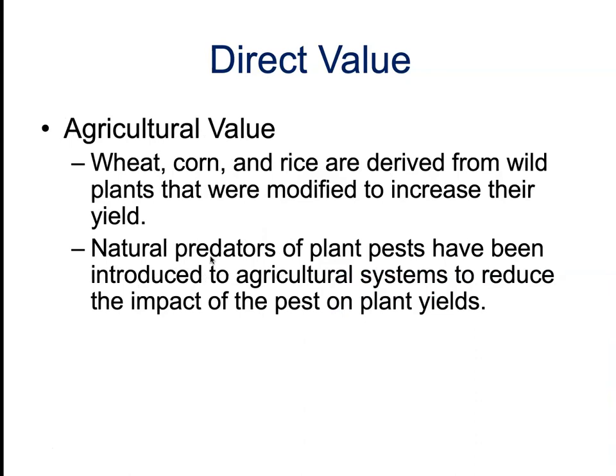Agricultural value. Agricultural value is huge. Wheat, corn, rice, they're all derived from wild plants that were once modified to increase their yield. Natural predators of plant pests have been introduced to agricultural systems to help reduce the impact of pests on plant yields and to also help reduce the use of pesticides. If we can find natural predators of plant pests, then we don't have to use nearly as many organic chemicals.